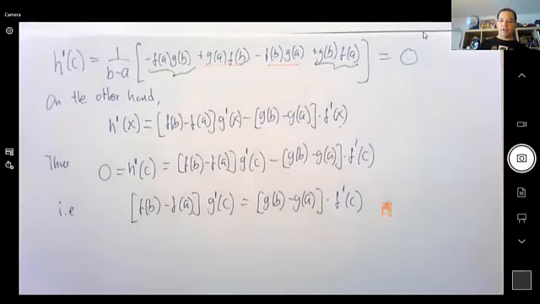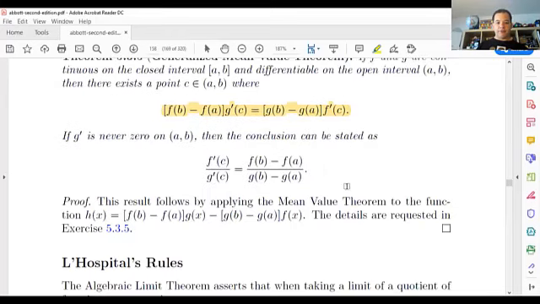So all of these are done in essence the same way. You just consider the appropriate function and you apply the mean value theorem. That's what we've done in all these past three problems. So now let's see what it applies to. And this is now L'Hopital's rule. So let's take a look at L'Hopital's rule.